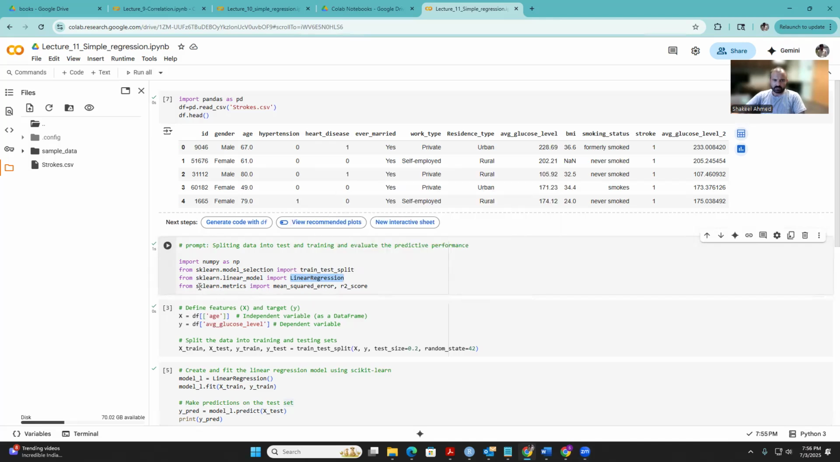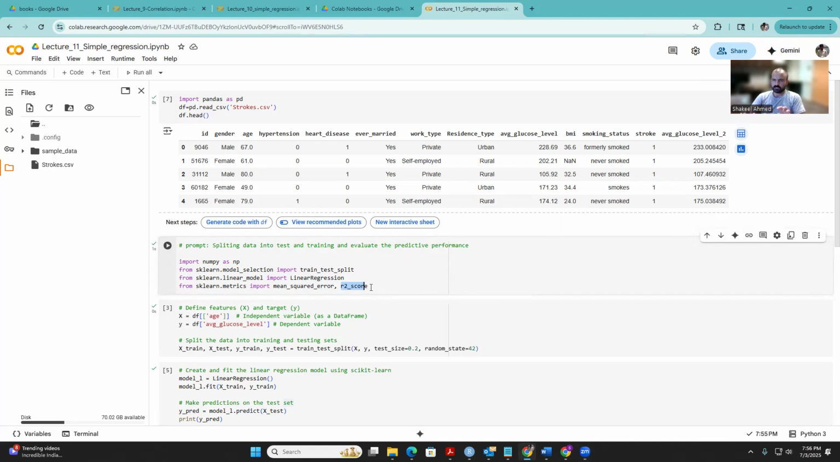And then from sklearn metrics, which consists of performance metrics, we import mean squared error and R squared. Mean squared error is basically the squared deviation of the predicted value from the observed value. We have observed values in our test set.